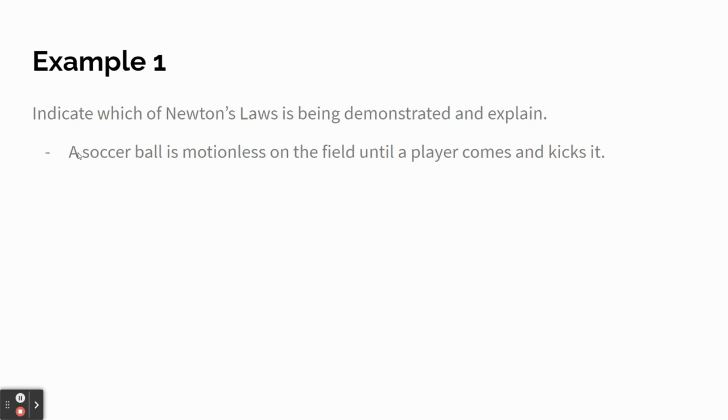Okay, so let's look at these examples here. You can pause for a second after I read it and then think about it and see if you come up with the right answer.